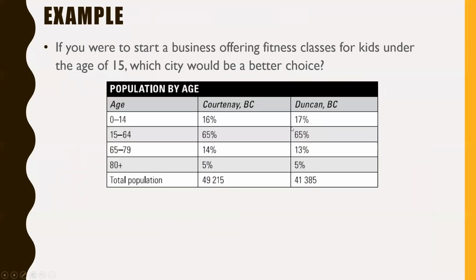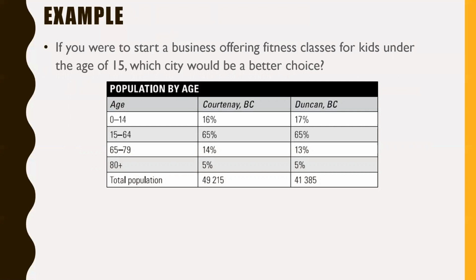So let's do a quick example here. If you were to start a small business offering fitness classes for kids under the age of 15, which city would be a better choice? So we've got Courtenay, BC, and we've got Duncan, BC, and some of the demographics, in other words, the percentage of the population based on age in each of these areas.